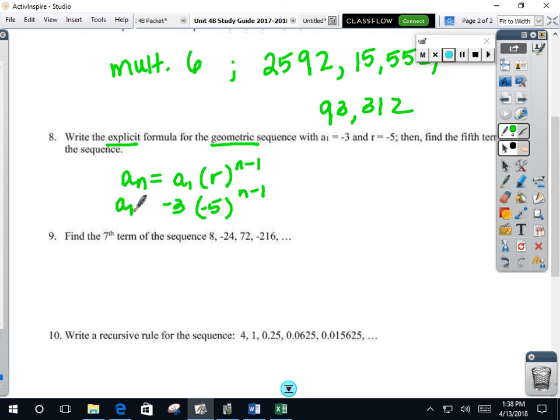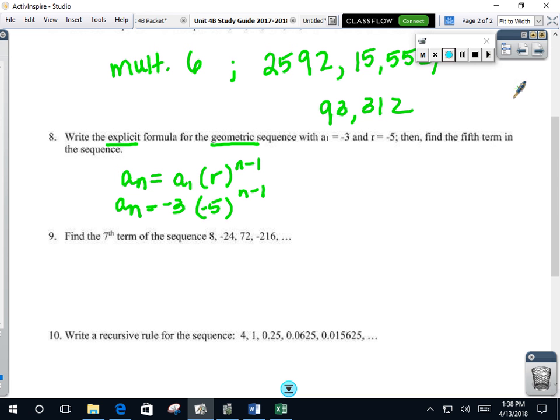And so now, isn't that the formula? But what else do they want you to do? How do we find the 5th term? Plug it in for n. So won't that end up being negative 3 times negative 5 to the 4th power? And so the 5th term is what? Right. Negative 1,875. All you have to do is plug in whatever term they're wanting in for the n place. Just like I plug it in for the n right here. A sub 5 equals, so since I replaced that in, you replace this in also.